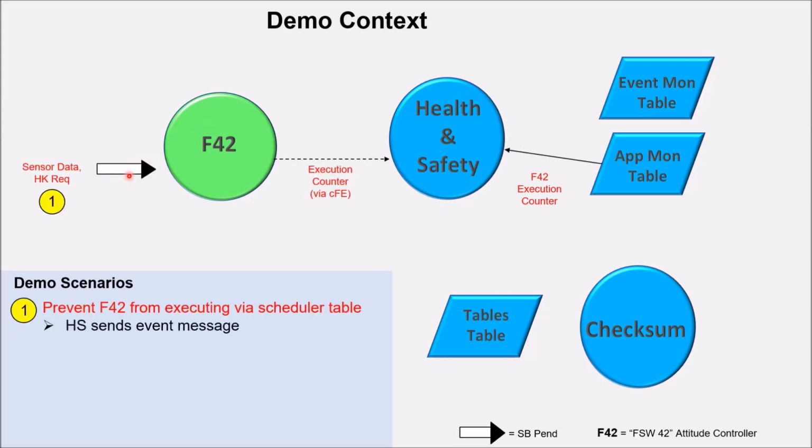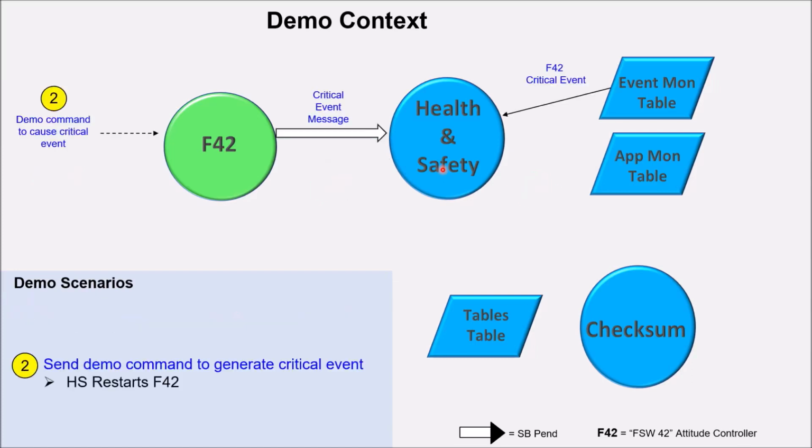In the first demo, F42 will be prevented from executing. F42 depends on sensor data and housekeeping requests, so these will be prevented from occurring. Health and Safety's AppMon table has been configured so Health and Safety monitors F42's execution counters. If F42 fails for 8 cycles, then HS will send an event message.